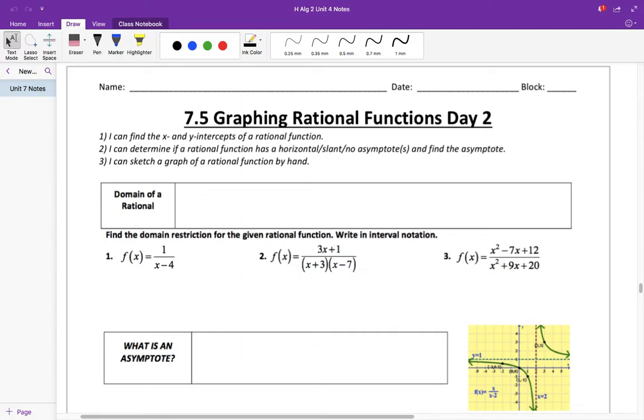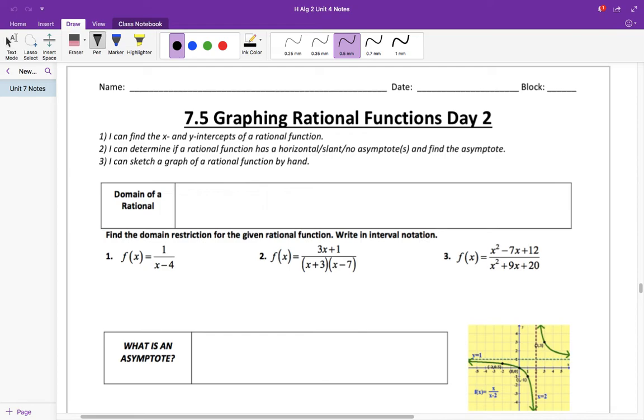So in graphing rational functions, day number 2, some things to keep in mind are our goals for the class period today. First is to be able to find x and y intercepts of a rational function. Secondly, to be able to determine if a rational function has a horizontal, slant, or no asymptotes, and then to find any asymptotes that it might have. And then finally, to sketch a graph of a rational function by hand.